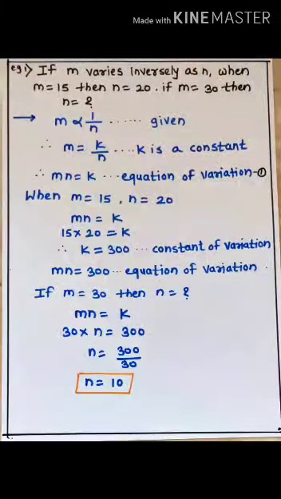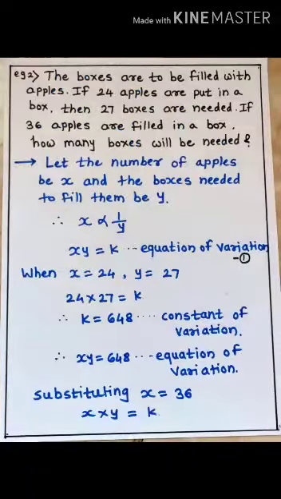Now you have been given the value of m as 30. Then find out the value of n. So substitute the value of m as 30 in the above equation. Therefore, 30 multiplied by n is equal to 300. Therefore, n is equal to 300 divided by 30. N is equal to 10. Let's study some more examples.